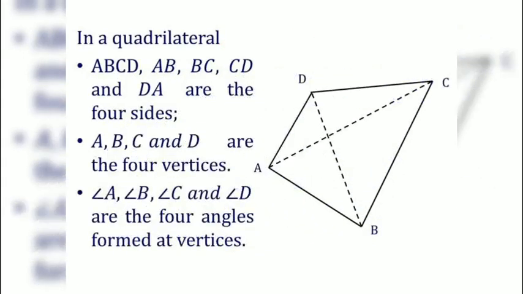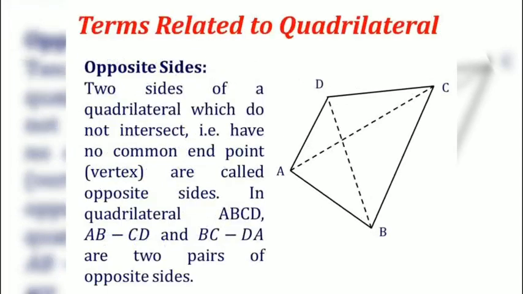In quadrilateral ABCD, AB, BC, CD and DA are the 4 sides. A, B, C and D are the 4 vertices. Angle A, angle B, angle C and angle D are the 4 angles formed at the vertices. Then terms related to a quadrilateral.